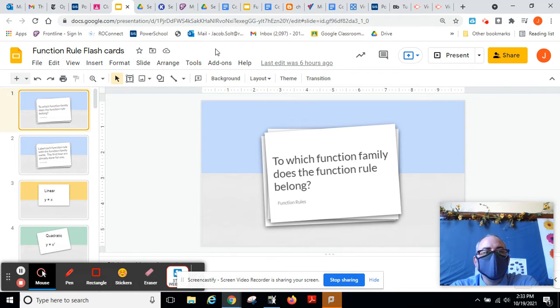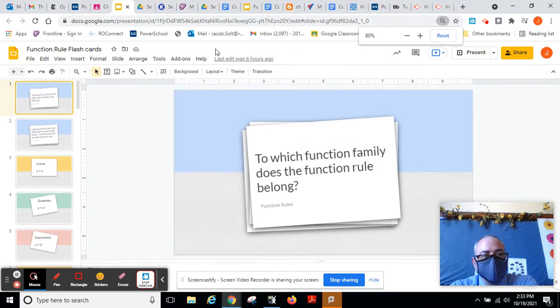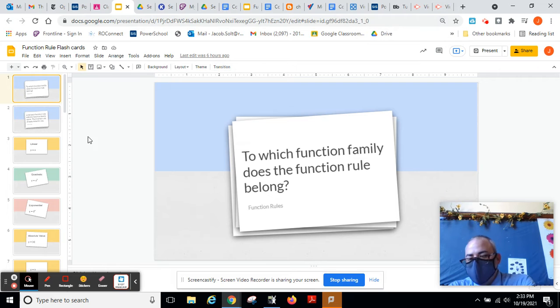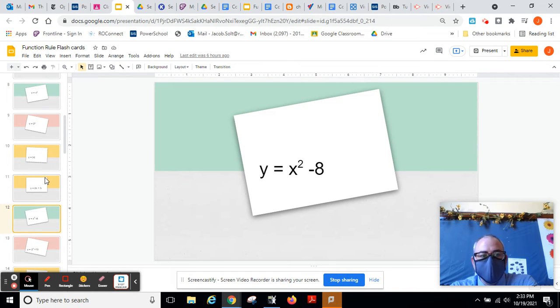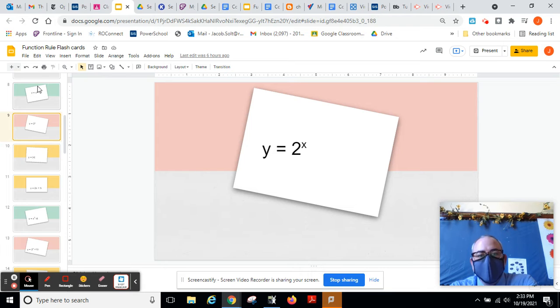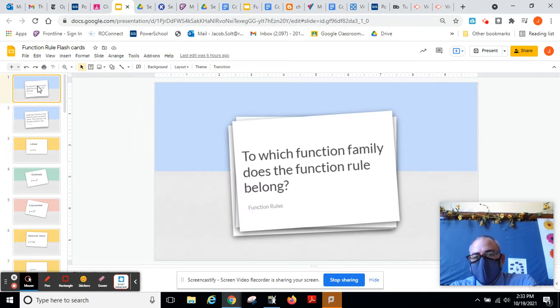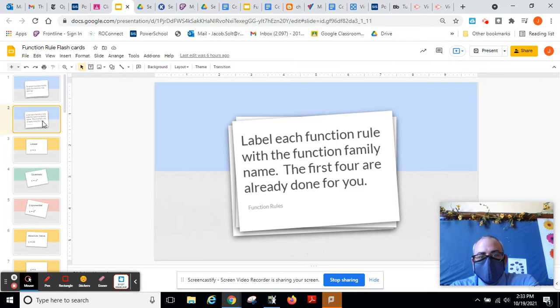We are doing the function rule flashcard assignment today, and our learning target today is I can determine the function family by looking at the function rule. For each one of these, I'm going to give you a function rule, or an equation like that. You're going to look at these and be able to tell me at the end which function family these belong to. There's basically four basic rules to determine each one. We're going to label each function rule with the function family name.